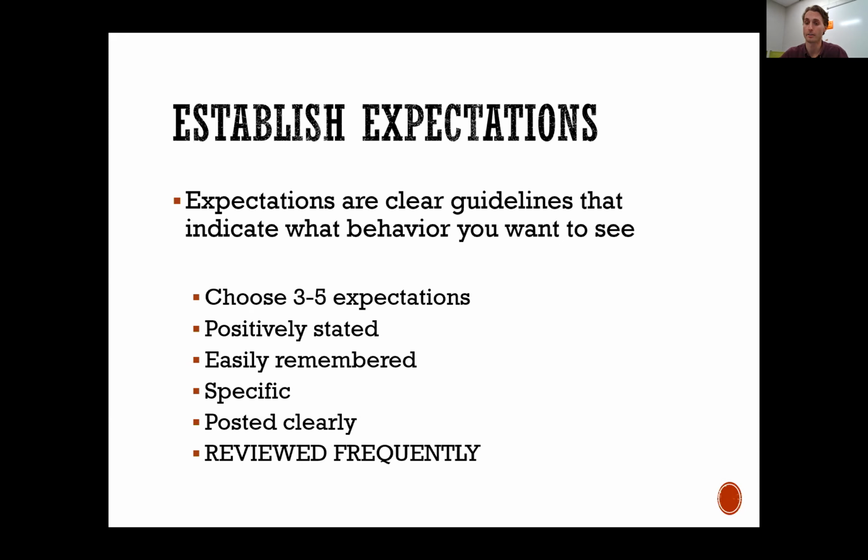If you're thinking in your classroom, what are things that I don't want these kids to do? Write those things down and then write them in the opposite. I don't want my kids to cuss. I want them to use appropriate language. I don't want my kids to fight. I want them to interact in a positive way. I don't want my kids to destroy objects in the room. I want them to respect classroom materials.